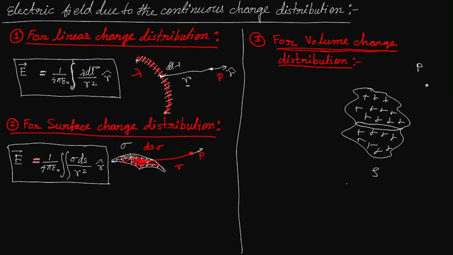So just like the linear charge distribution and surface charge distribution, first we have to break down this whole volume into a large number of small volumes, and consider one such small volume here. Let's say this is dv. And then we have to calculate the distance of the point from this elementary volume. Let's say the distance is r, and this direction is the direction of r cap. So then again, since it's a very small volume, the charge on the elementary volume will be rho into dv. So this amount of charge will again be treated as a point charge.